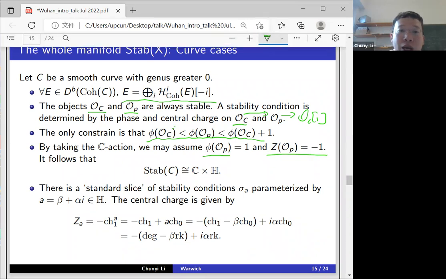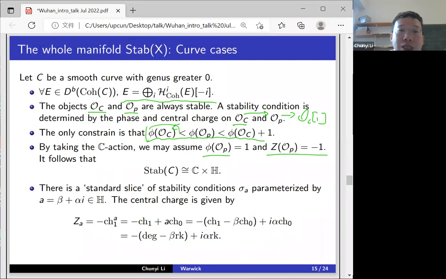Given this constraint, the central charge of OC must be lying in the strict upper half plane. So now everything is done by making this C action. We can always make the central charge of it to the upper half plane and easily show that everything is decided by this information. You show that's the range for this C times H, where C is the free action that in general we don't care about. So modulo C it is just the upper half plane H. This is the whole stability manifold. And also I want to mention here this H is also, in this case, the standard slice of stability conditions, denoted by this twisted.